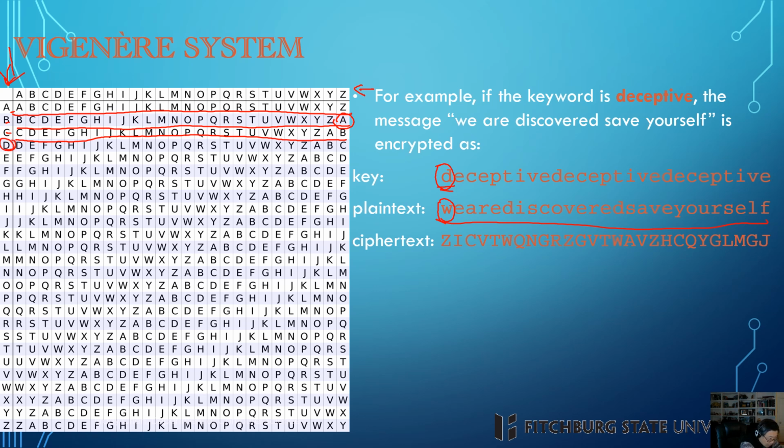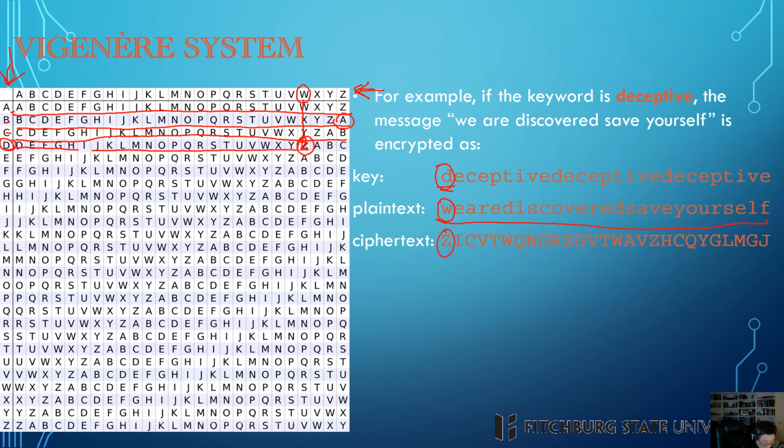Okay, that's the key, right? And then on the first row, we're gonna find the plain text W. So now we're gonna follow the intersection of D and W, and then we locate the letter Z. So that's the ciphertext.